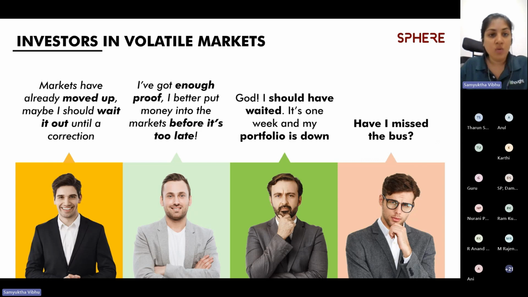So if we look at how investors behave in volatile markets, you will see that these are some common ways in which they respond to volatility. You have people who think that, okay, the market has already moved up, so things are expensive, maybe I should just stay out for a bit, and then when the market corrects, I'll come back in, right? Then on the other hand, you have people who are very confident that, I have enough proof now, so let me put some money in before it completely runs away.